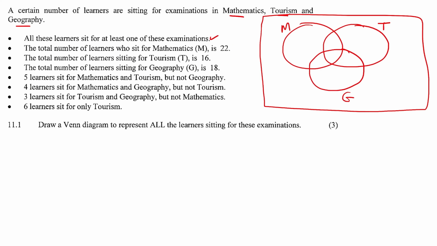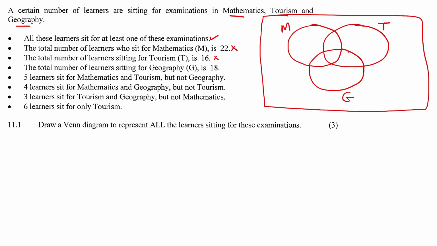Now, this one says the total number of learners who sit for maths is 22. You can't use that right now, because it says that the total for maths is 22. That means that this part, plus this part, plus this part, plus this part, which is everything in maths, must add up to 22. It doesn't mean you must put a 22 here, because a 22 here means this is for people who only do maths. But what they're saying is that all of these parts, the whole of the maths, must be 22. Okay, so we haven't used that one yet. The total number of learners in tourism is 16.